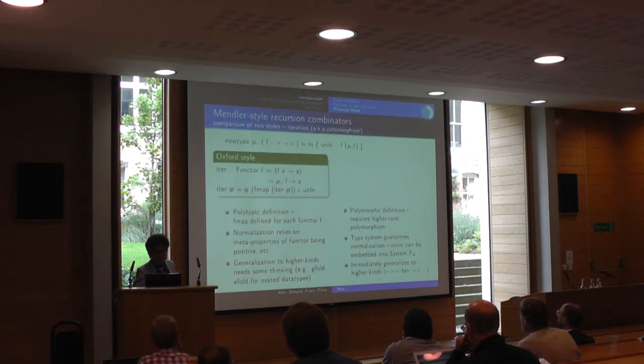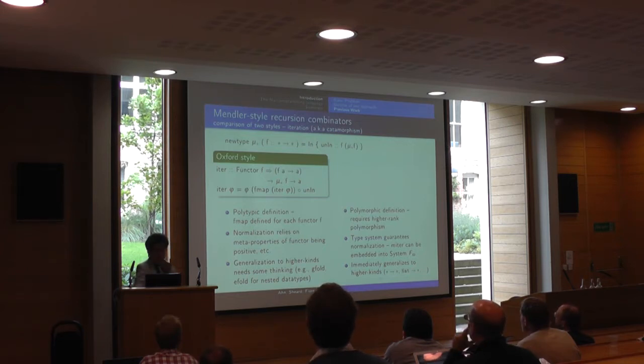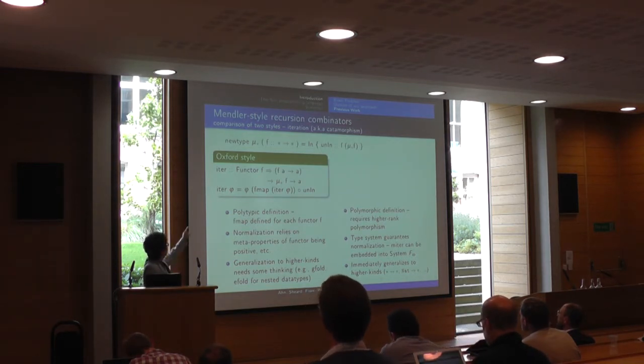So, first, I should explain what Mendler style recursion combinators is. If you haven't seen it, well, I think if you have seen the Oxford style, or it's usually called squiggle style, it's the thing that most functional programmers write. Well, not most, because I already split it down the recursion operator mu.